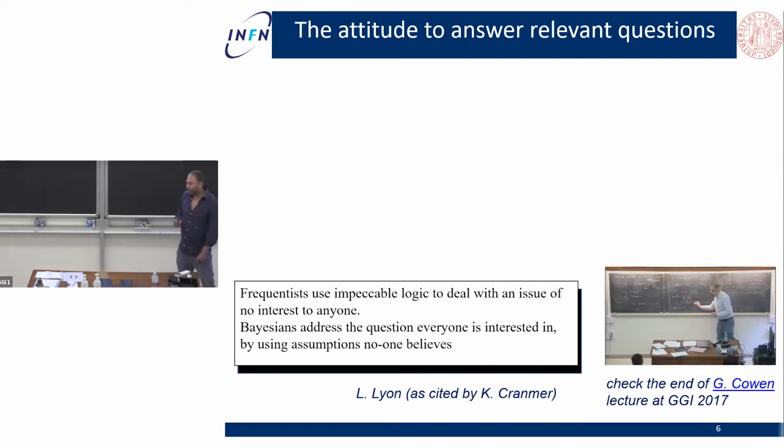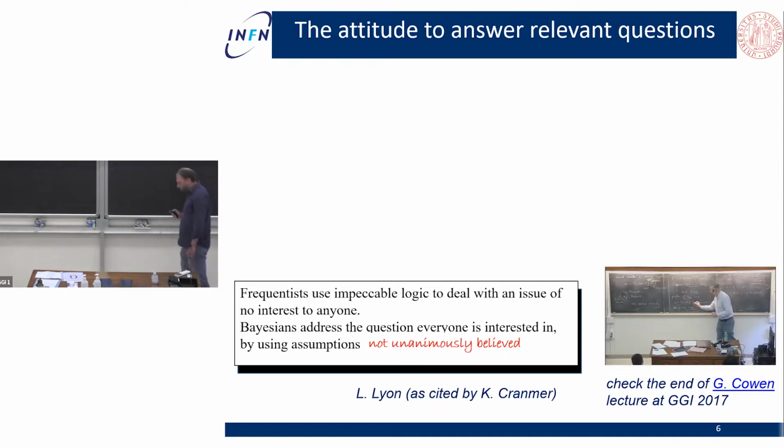Okay, now let me get back to something a little bit, okay, I don't want to be controversial here. I'm actually citing Luis here, which is taken from a lecture by Kyle some time ago, where the sentence summarizes the two attitudes. So essentially frequentist, which is, let's say, the approach that we take when we statistically analyze our data, using pickable logic to deal with issues that are of no interest to anybody, okay? Instead, Bayesians address questions that everybody is interested in by using assumptions that, at least Luis said, no one believes. I respectfully slightly disagree with that. I think that the assumptions are not unanimously believed in, okay?